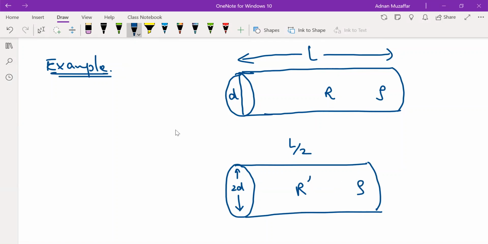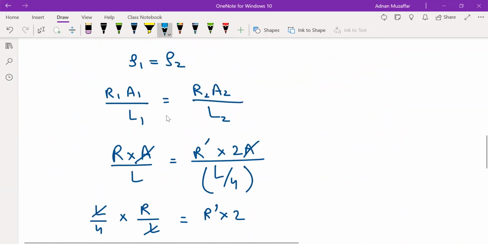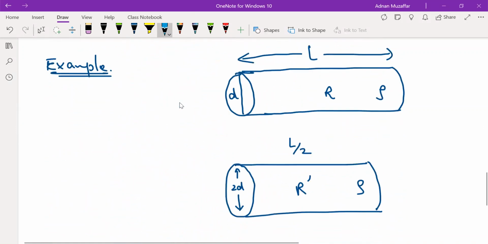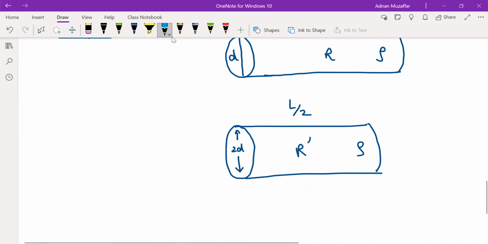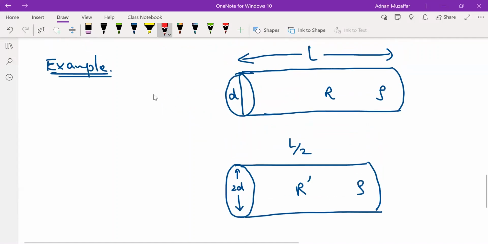I can also do it in an indirect way. Instead of using this formula and doing all this calculation, I can do it directly. There is also a direct way to do this. Let me try that, because I need to train you for all the methods. So what is our required resistance R prime? I can call it R prime. We know that resistance is directly proportional to length, and resistance is inversely proportional to diameter square. You have studied these two factors.